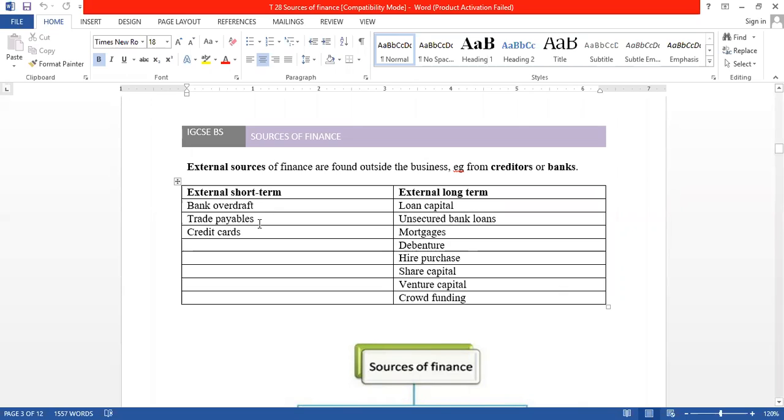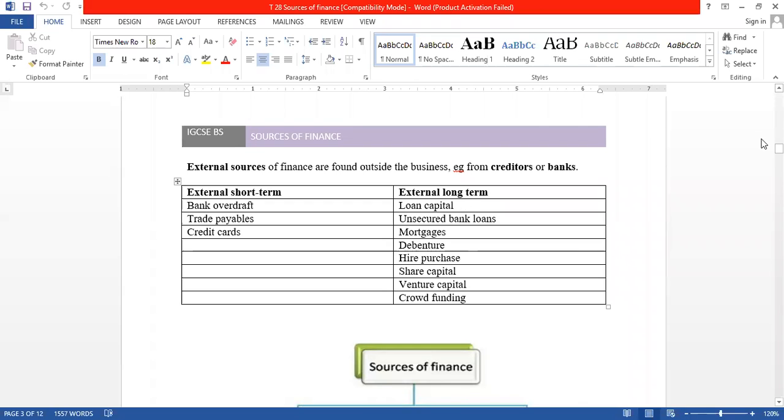So, and trade payables also like that, external, and we can use for only less than 1 year to quickly settle it. Even credit card is the same. But other methods, look at the loan capital, unsecured bank loans, mortgages, debentures, hire purchases, share capital, venture capital, crowdfunding, all these methods you can pay back after 1 year also, like within 5 years, 10 years, 15, right? And definitely after 1 year, you can settle the loans like that, external long term.